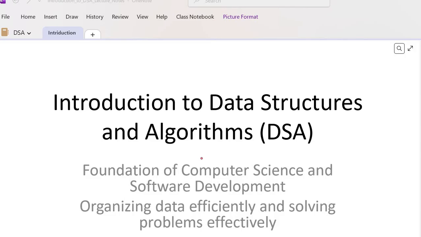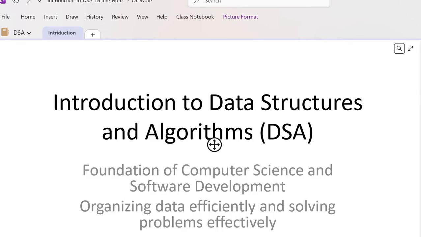Today's video lecture is an introduction to data structures and algorithms. First, we have to look at the definition of a data structure. It is the foundation of computer science and software development. It organizes data efficiently and solves problems effectively.